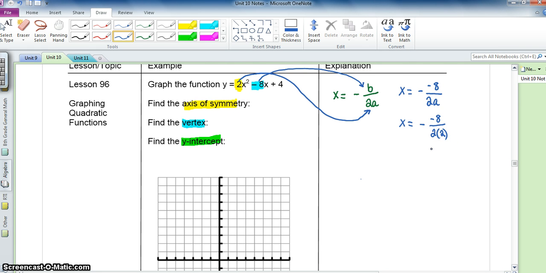Now I'm going to go ahead and simplify. Well, that's a negative 8, and a negative makes a positive. The 2 times 2 is 4, and then 8 divided by 4 is 2. So I get an axis of symmetry of x is equal to 2.